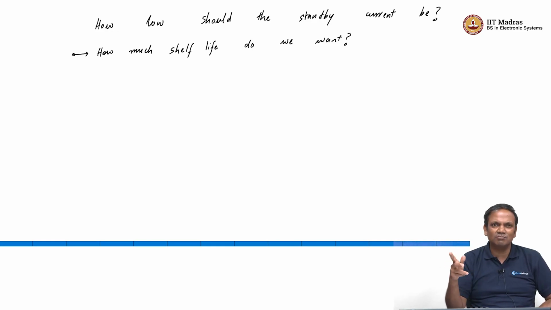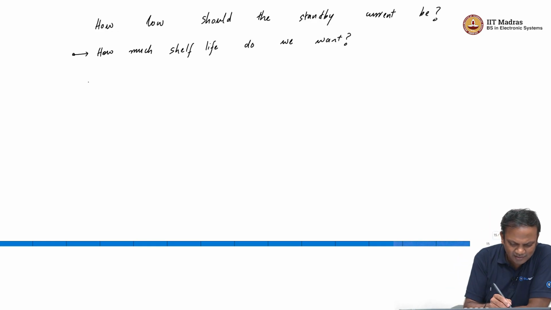So, let us say maybe I am boxing it here, and shipping it through sea to the US, where it will go through the distributor to retailer chain. So, I want maybe 6 months shelf life. The number of days of shelf life you want dictates what the standby current needs to be, right.